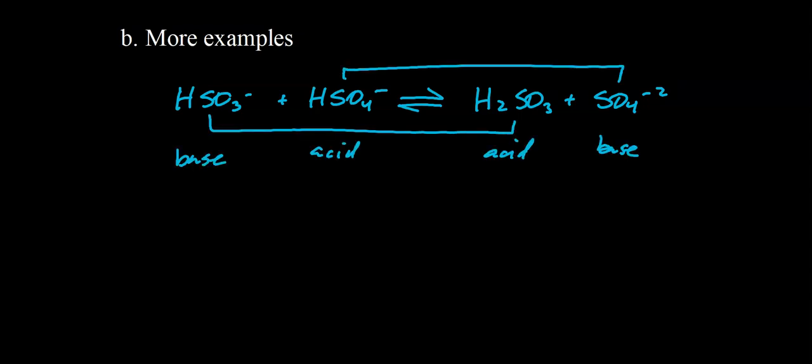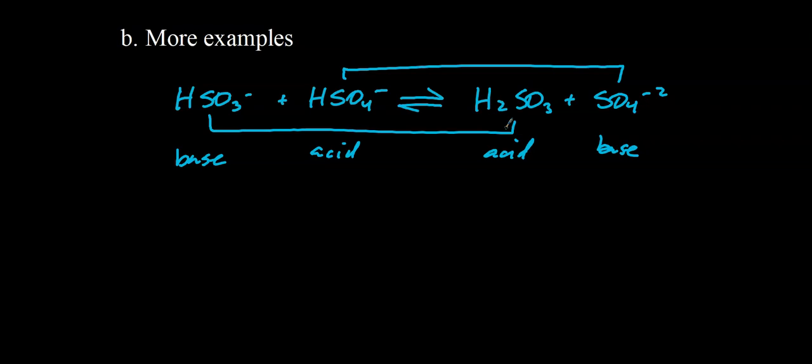All right, so what we always want to do is we want to compare the substance to what it forms in the reaction. So HSO3, what happens to it? Well, it turns into H2SO3. So what must happen to HSO3 minus to form H2SO3? It must gain an H plus. So that makes HSO3 minus a base. If it's a base, its conjugate then is an acid. So H2SO3 is an acid.